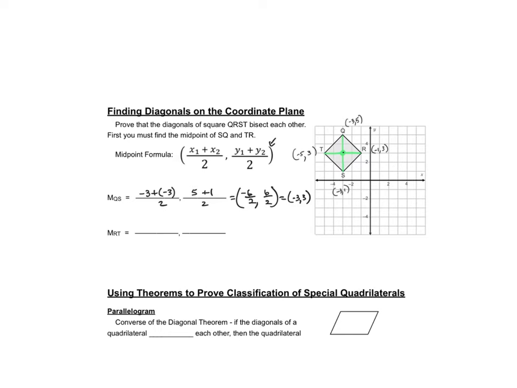So then as we go to calculate the midpoint of RT, we end up with negative 3 plus a negative 3 over 2 and 5 plus 1 over 2. So it looks like the midpoint there is also going to be negative 3, 3. So my midpoints for both my diagonals are the same, so they do bisect each other, since they have the same midpoint. And there you go. That's being able to identify some characteristics. So that point right there is going to be the midpoint.